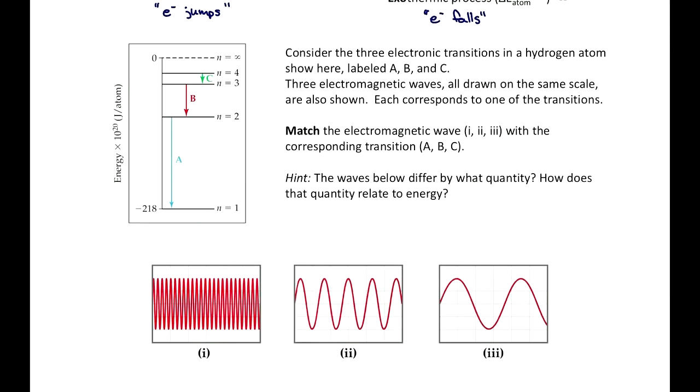So let's differentiate these. Let's look at the wavelengths. How are these waves different from each other? They have different wavelengths, yeah. Okay, so it looks like 1 has the wavelength that's the shortest, right? If you look at peak to peak, shortest. Peak to peak, they're closest together, while wave 2 has the longest wavelength of light.